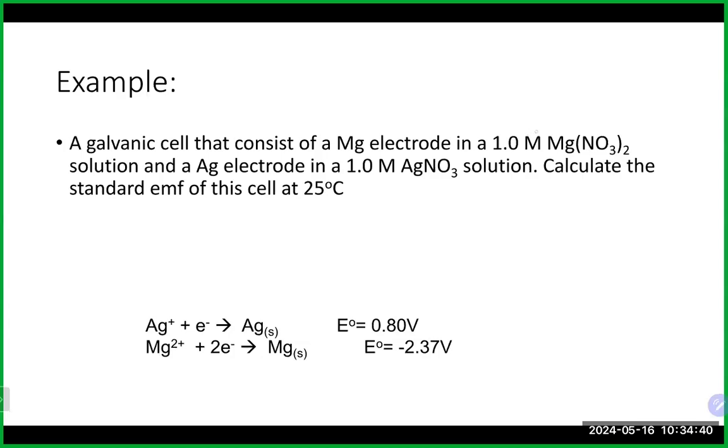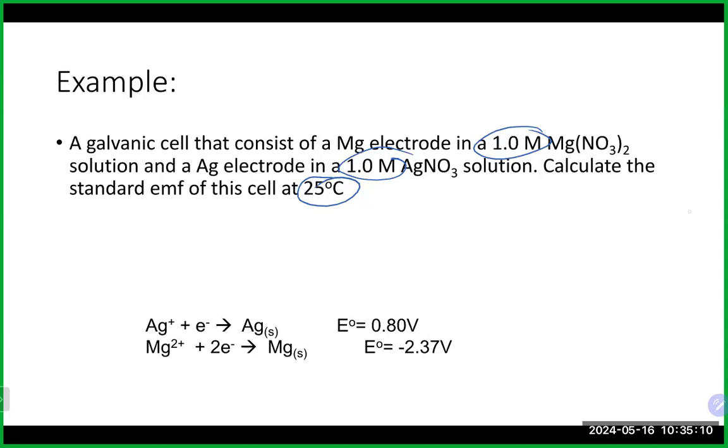By the way, the 1 molars here are not really needed. They're really just there to tell you that it is under standard conditions, as we talked about. If they weren't 1 molar, you would have to do something different, which we'll talk about a little later on in this chapter. And obviously 25 degrees is standard conditions, and that's what the SRP table is under. So that just lets you know you go to the table and we're doing this under standard conditions.